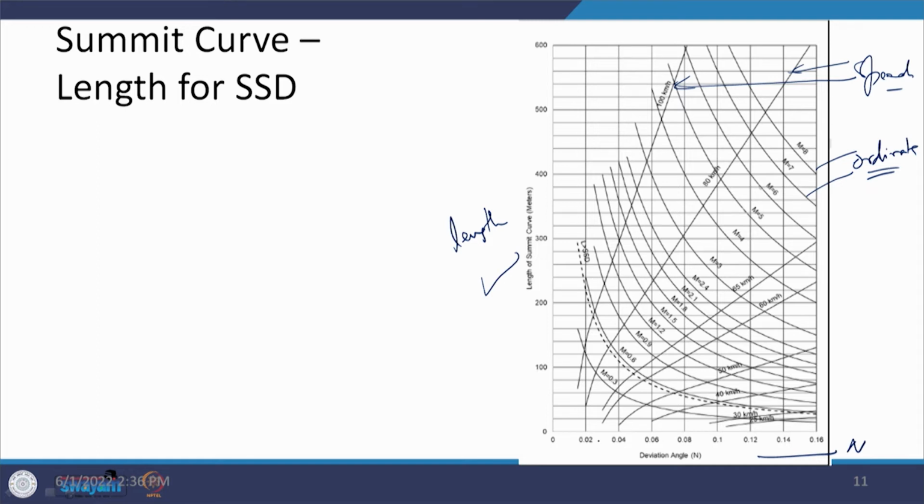Say if you have a deviation angle of even 2%, so that is here, and you have a speed of 100 kilometers per hour, then maybe you are required to provide somewhere around 140 meters as a length, and that is what, if you remember, we calculated in the first example which we have just solved.